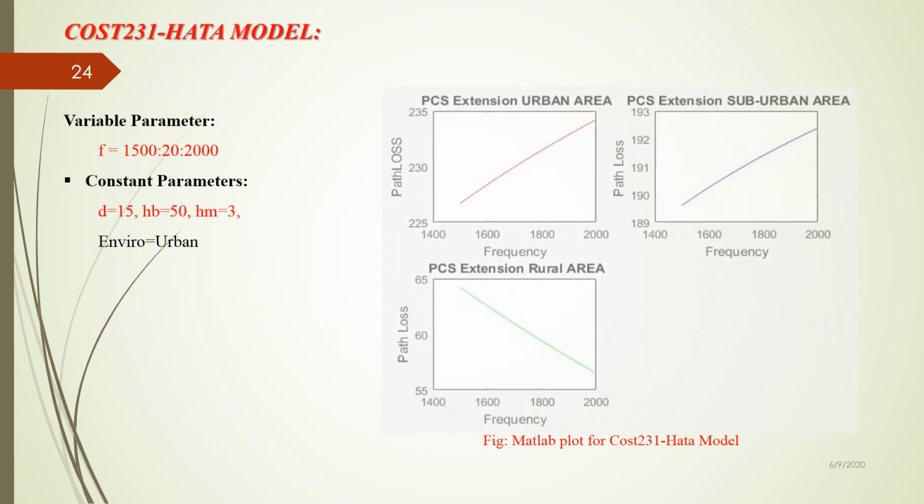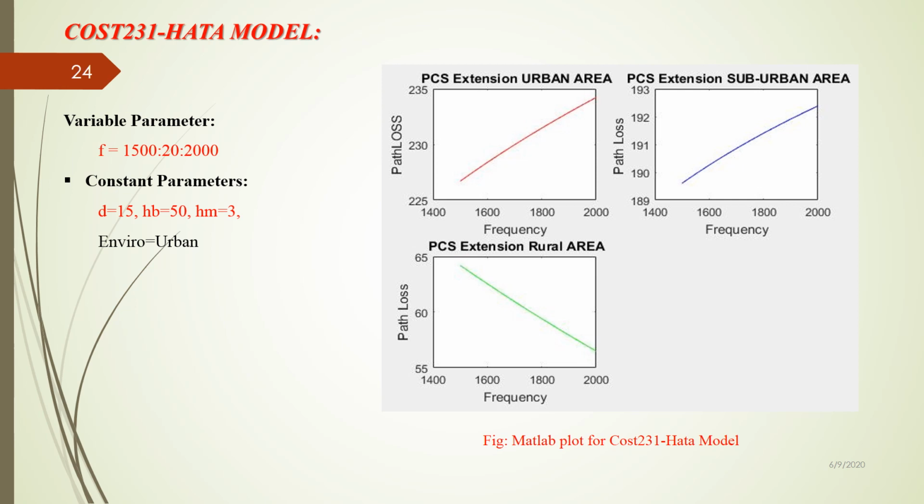COST 231 Hata model. So this is the plot of the COST 231 model. We set the frequency between 1500 to 2000 megahertz, the distance between the transmitter and the receiver antenna as 15 meters, the base antenna height as 50 meters, and the mobile station antenna height as 3 meters, and taking the environment as urban area. So the path loss is increasing linearly as the operating frequency increases.